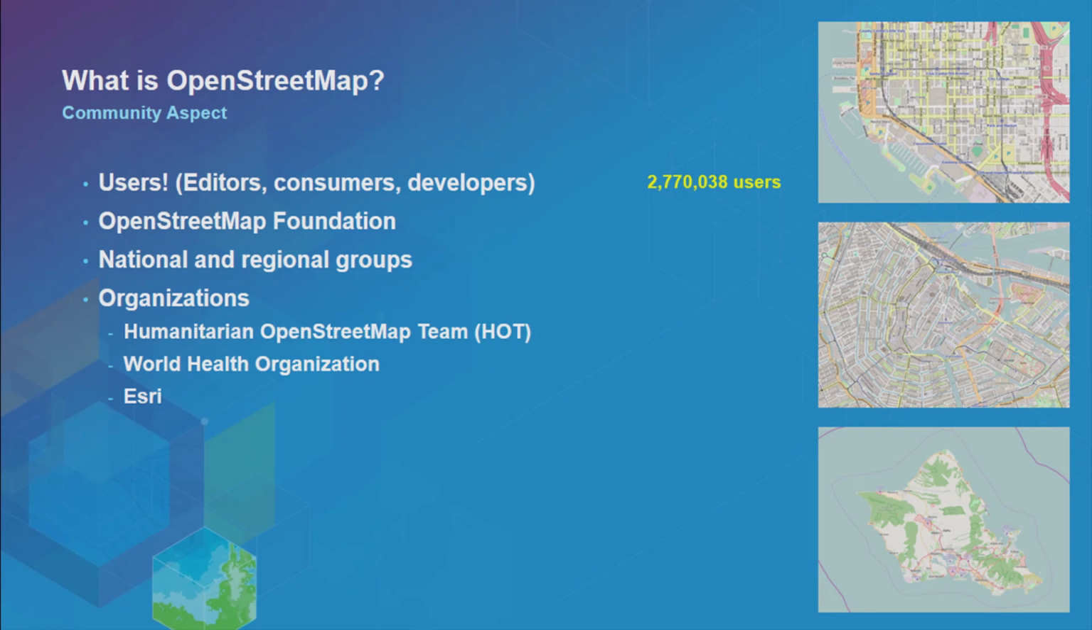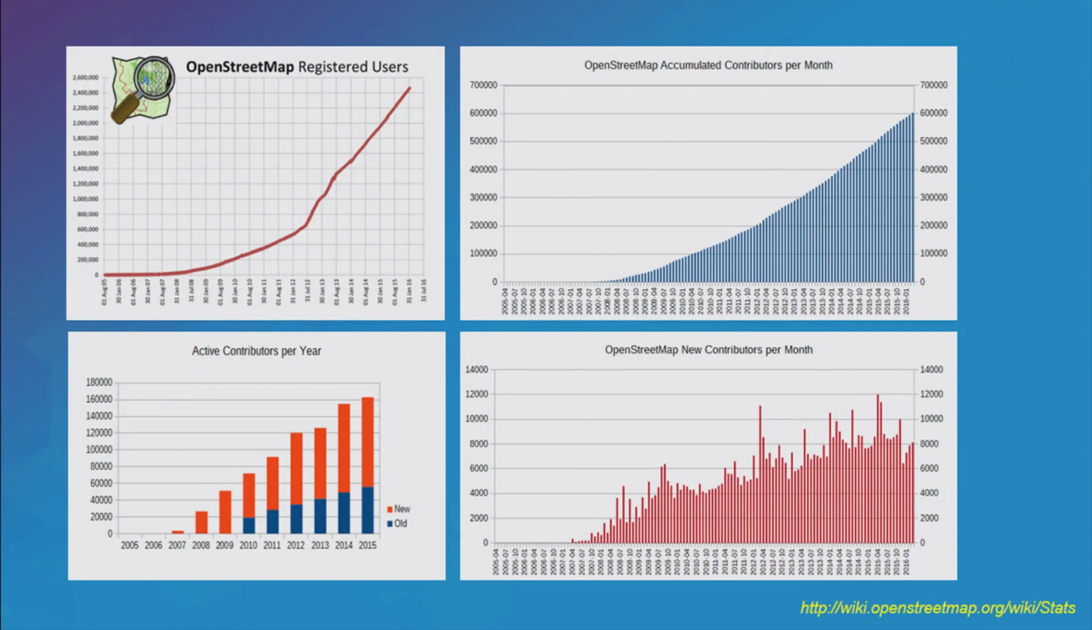So we pulled some numbers. These might be a little bit old now, but we pulled numbers on the number of people using it, the number of members, chapters for HOT as well, and really the explosion of OpenStreetMap in the last few years, which you're probably familiar with. If you've ever been to the OpenStreetMap wiki, all this information in terms of metrics is there, and we just pulled out some information to share with everyone.